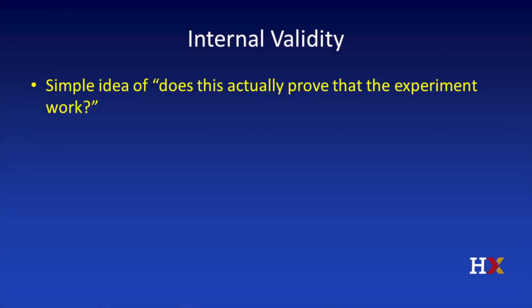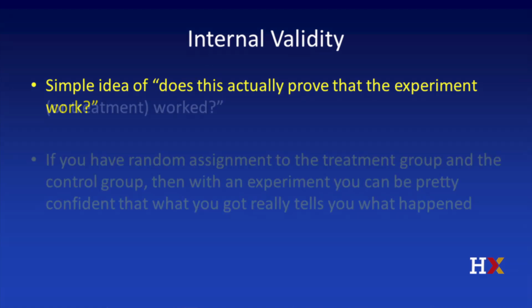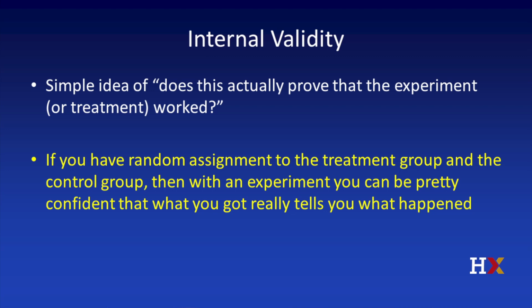I've heard people say that experiments have really good internal validity. What does that mean? What does internal validity mean? Internal validity is the simple idea of, does this actually prove that the experiment worked or that the treatment worked? So if you have random assignment to the treatment group and the control group, and you did all the other things the right way, then with an experiment, you can be pretty confident that what you got really tells you what happened, that whether or not, in fact, the intervention had the effect that was intended.